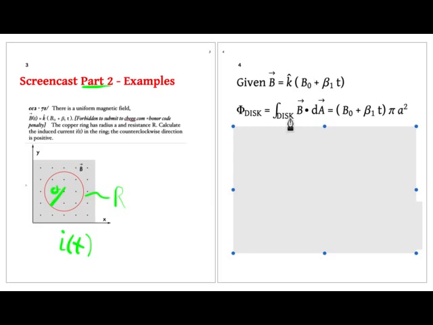B is in the z direction, dA is perpendicular to the ring, so dA is also in the z direction. So B dot dA will just be B times dA. When I integrate dA, I'll just get the area, because B doesn't depend on position. So I'll get (B0 + β1 t) times the area, π a squared.